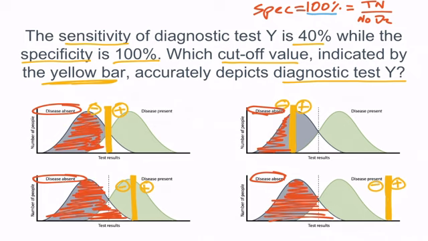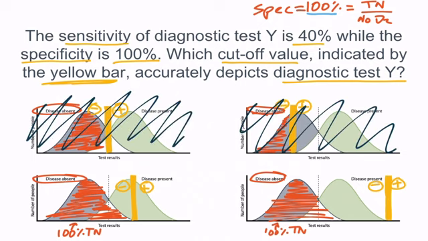Now, as we can see, only the bottom two graphs demonstrate a specificity of 100%. In other words, a true negative number of 100%. That means that we can ignore these top two options. But how do we discriminate between these bottom two? Well, let's look at our sensitivity. We are told that our sensitivity is 40%.